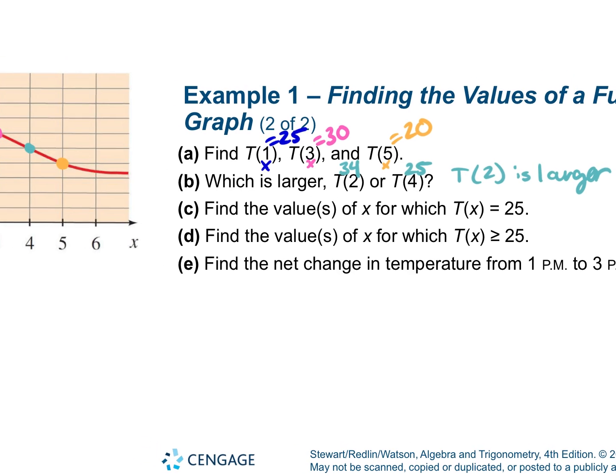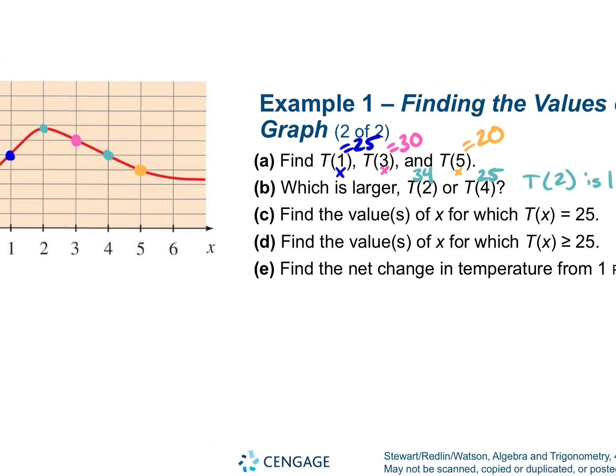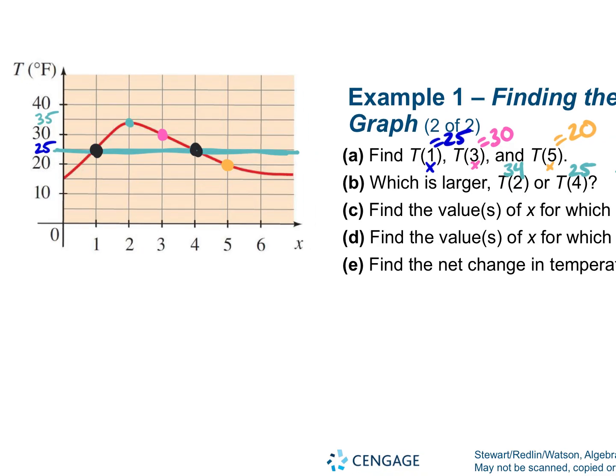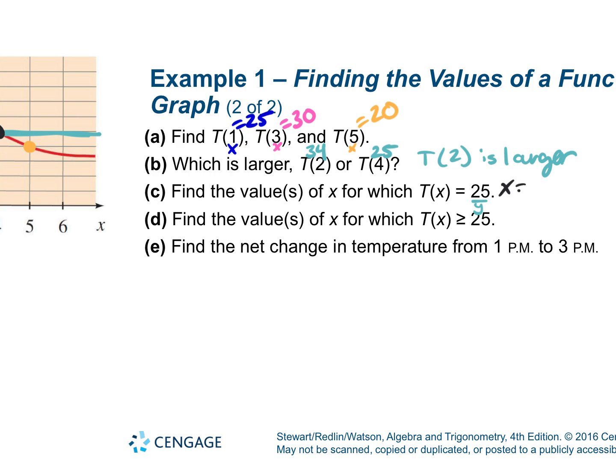For C, find the values of x for which t of x is equal to 25. So this is now our y value. We want to find the x value when y is 25. So at 25 here, what x values have a y of 25? Awesome, 1 and 4. So I could say x equals 1 and 4.